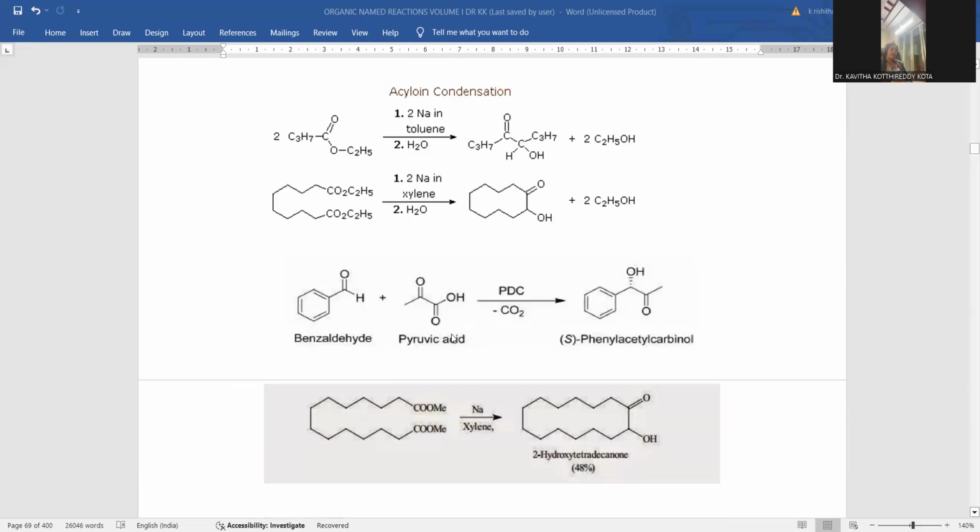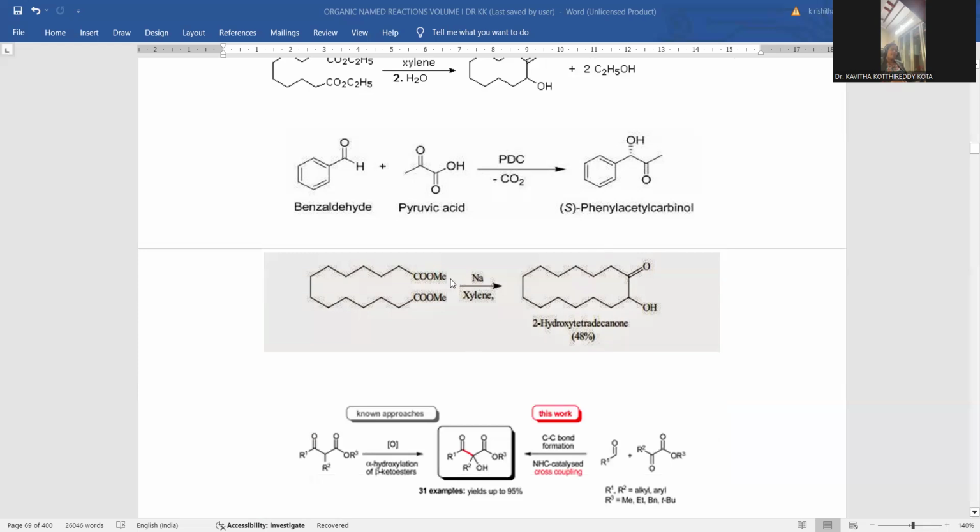I'm taking benzaldehyde and treating it with pyruvic acid. Pyruvic acid and benzaldehyde. PDC is the mild oxidizing agent, so that here the carbon is converted into hydroxyl. Whichever ketone is there, that ketone remains, and the carboxylic acid is mildly replaced. And here the compound generated is called beta hydroxy ketone, called acyloin. This is phenyl acyl carbinol formation. This is the phenyl fragment, this is the acetyl fragment, this is carbinol in between. So S-phenyl acetyl carbinol is the expected product.